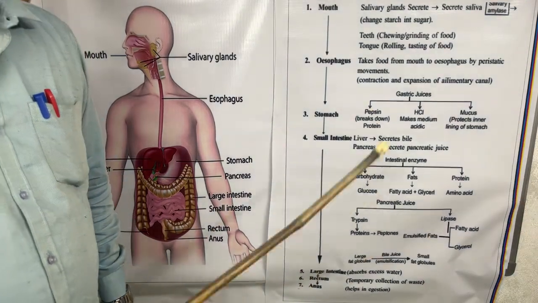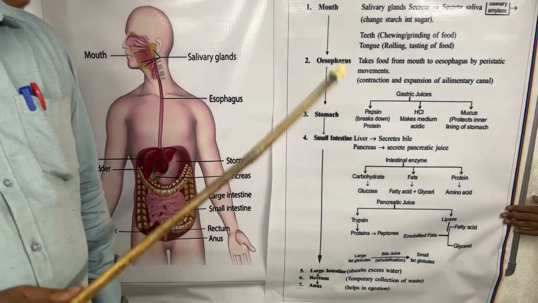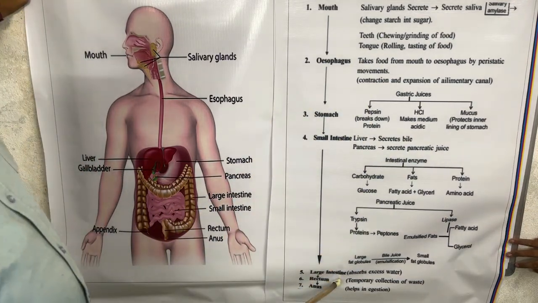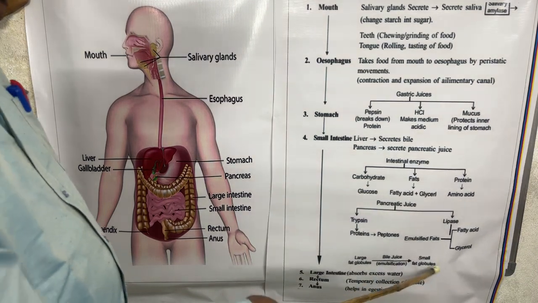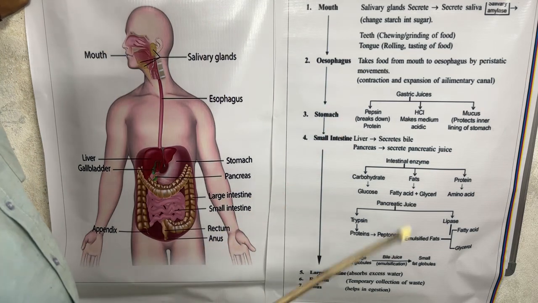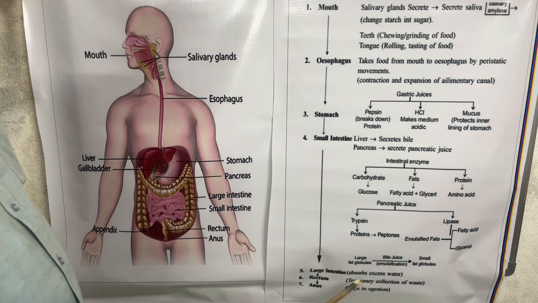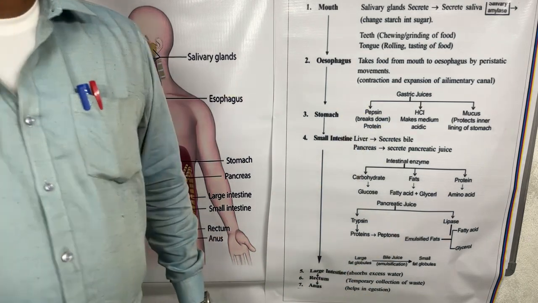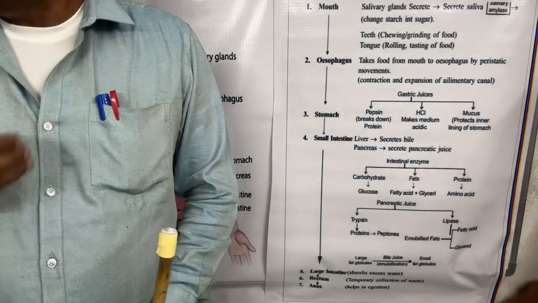Whenever the waste material reaches the rectum, the human being immediately gets the signal to go to the washroom. Then the entire thing will come to the anus, and defecation takes place. Defecation means the total undigested waste material comes out.